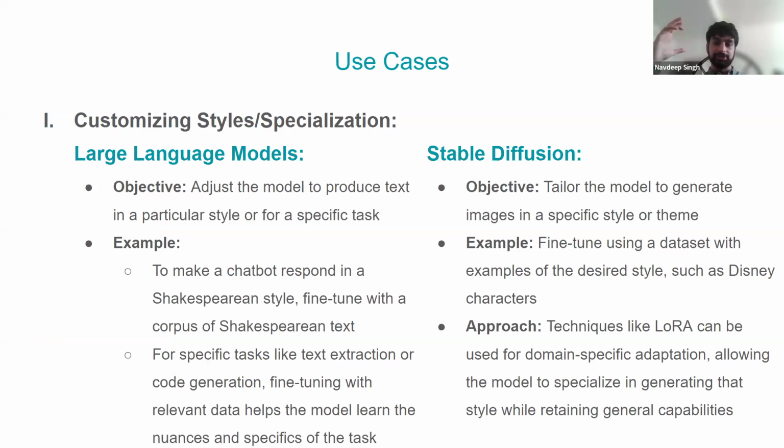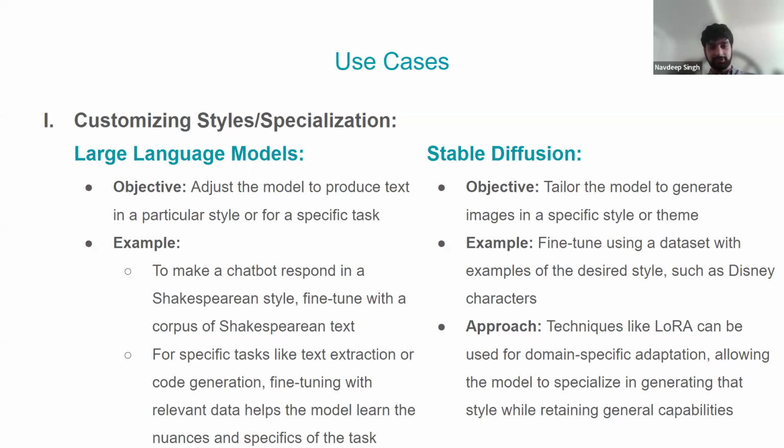Tailoring the model to generate images in a specific style. We picked Disney, so you can do some LoRA fine-tuning and have the model generate all these Disney-style cartoons. But for LLMs, you can do the same thing. You can adjust the model to produce text in a particular style or for a specific task. If you're looking at the style example, let's say you have a chatbot and for whatever reason you want it to talk like Shakespeare, you can go ahead and create a data set of Shakespearean text, fine-tune the model, and there you go. You've got a chatbot that talks to you like Shakespeare, right?